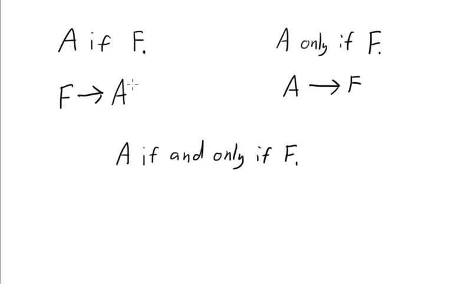Well, if you take a look, A if F implies if F then A, and A only if F implies if A then F. So essentially what we have here under this A if and only if is that F implies A, and A implies F, which means it works backwards as well. And this is a biconditional statement: F if and only if A. So F implies A, and A implies F.